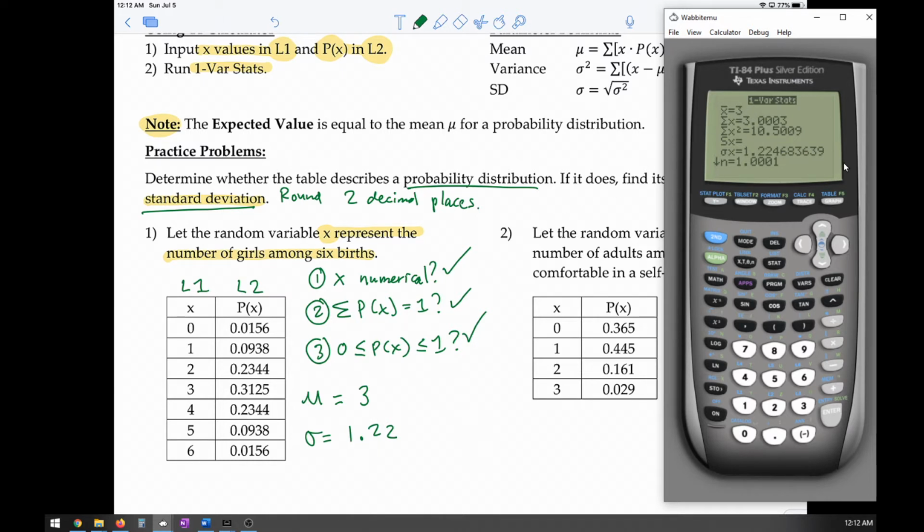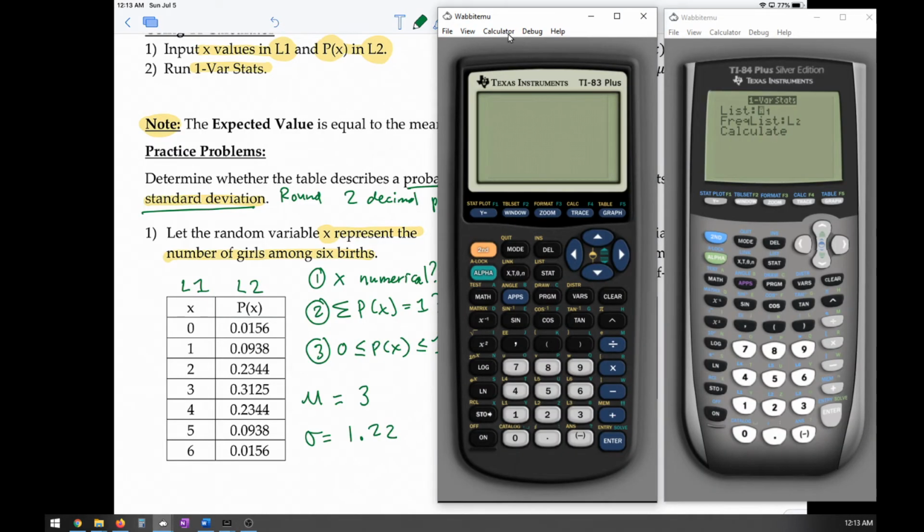All right, so some of you guys have the older TI-84 or you have the TI-83, and when you go to one-var stats, you don't get this screen. So let me show you guys what you would do. So your screen should look something like this. So here I have the TI-83. So let me show you guys how to do that.